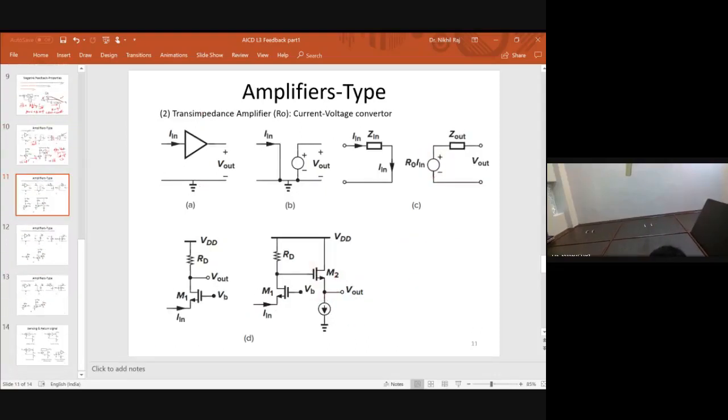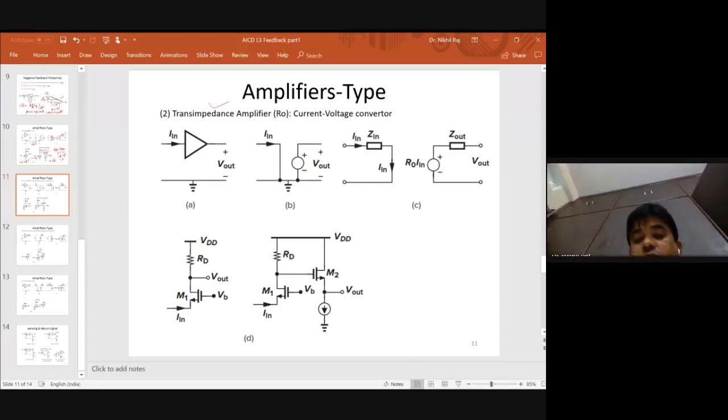Number two, the second type of amplifier is called the transimpedance amplifier. We have a total of two input variables, voltage input and current input, and two output variables, voltage output and current output. If we combine all of them, then we get four types of variations. The number one, V out by V in, is your voltage amplifier. Now, if I take the ratio of V out by I in, that will be the transimpedance amplifier.